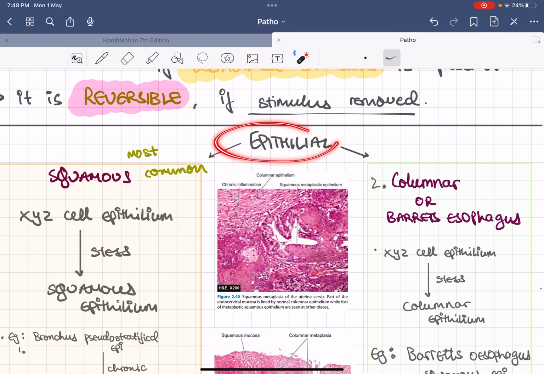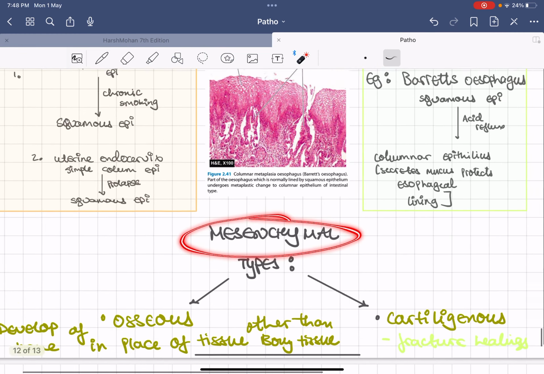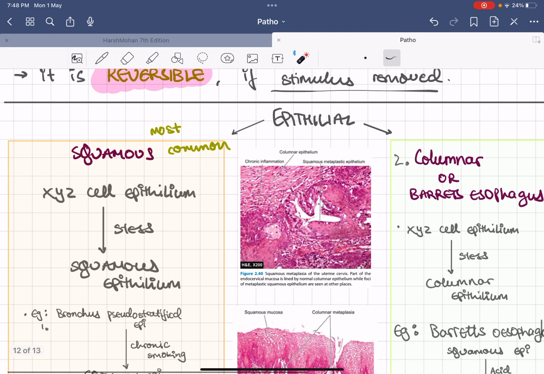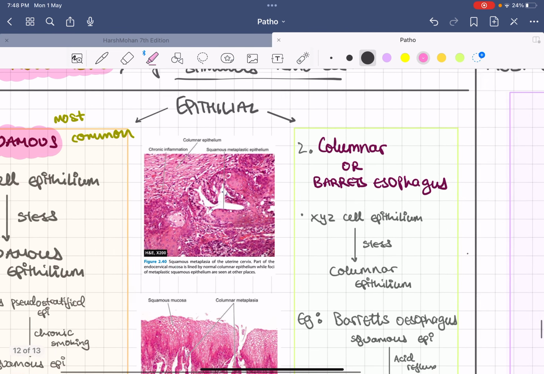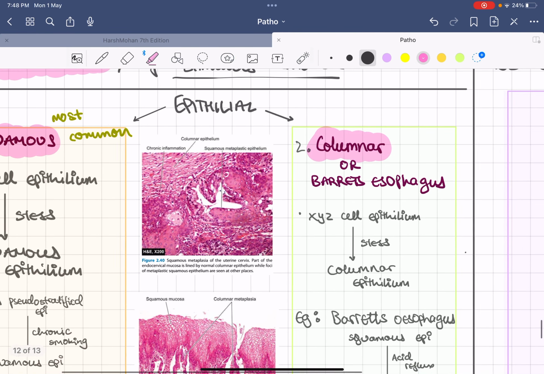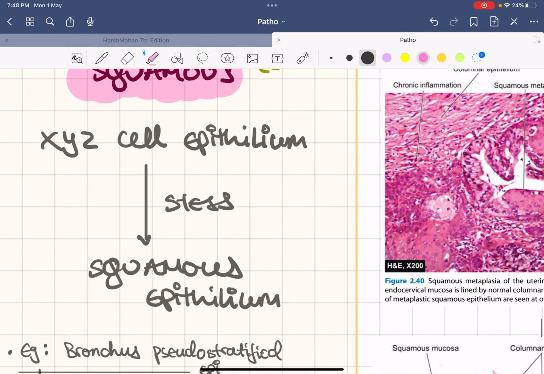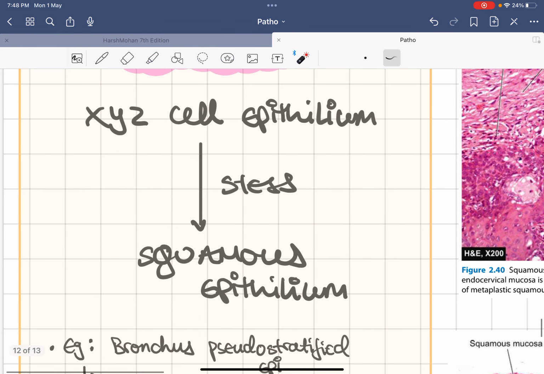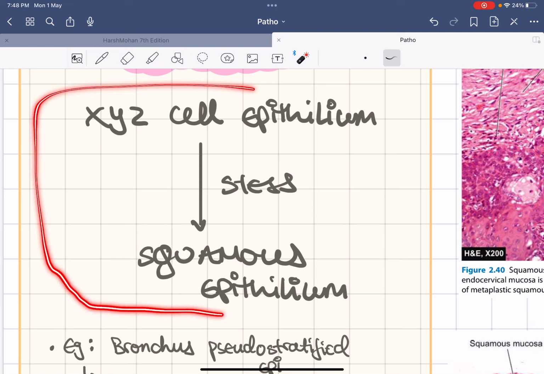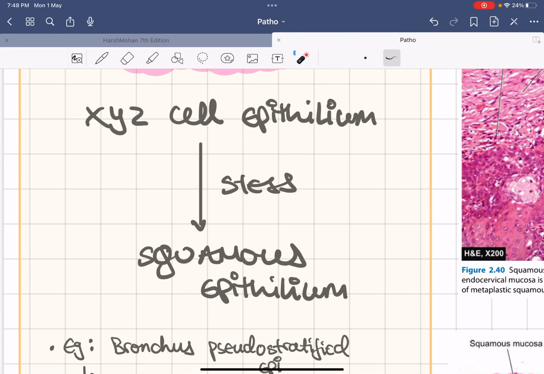Types of metaplasia are epithelial and mesenchymal. But epithelial metaplasia also has two different types: squamous epithelial metaplasia and columnar metaplasia. The squamous one is the most common. Let us understand how this works. In theory, any cell epithelium under stress changes into squamous epithelium, like columnar, pseudostratified, anything changes into squamous epithelium to protect itself.